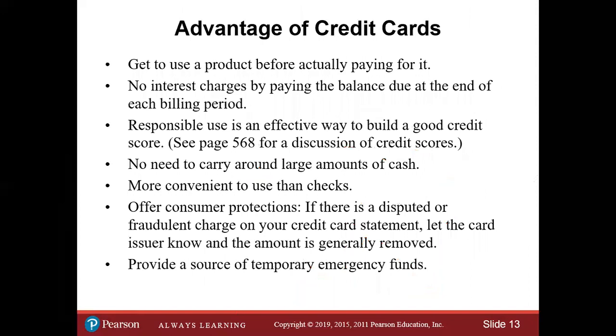Just some advantages and disadvantages. There are good reasons to have credit cards, even though they are charging you interest. So you can obviously get products before actually paying for them. So if you have emergencies, or if you have the cash available but just not on you or accessible at the moment, it's a good way to pay for items.